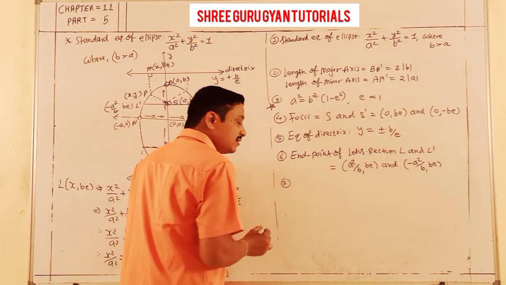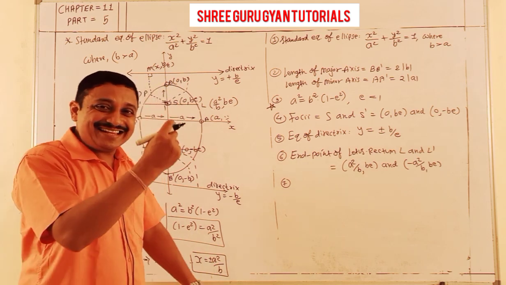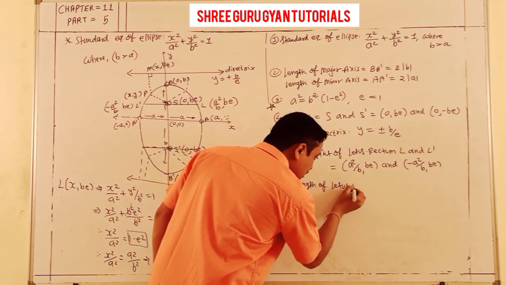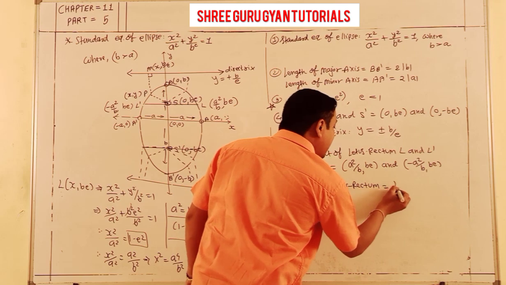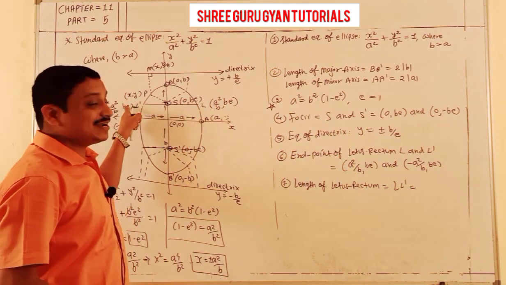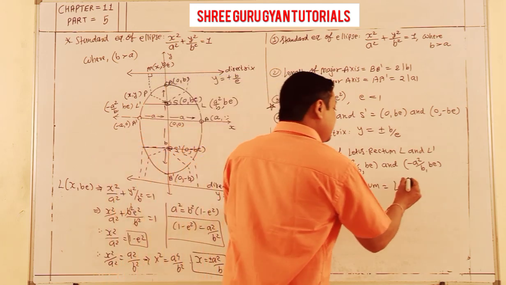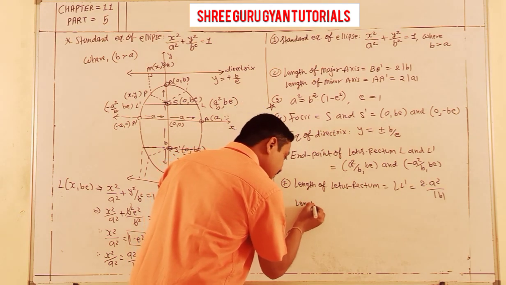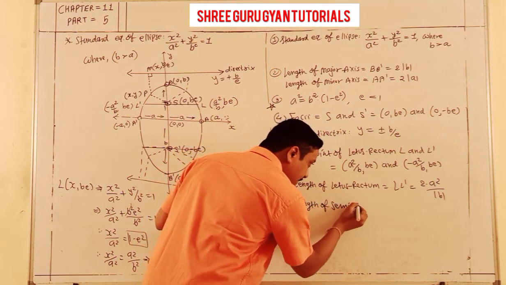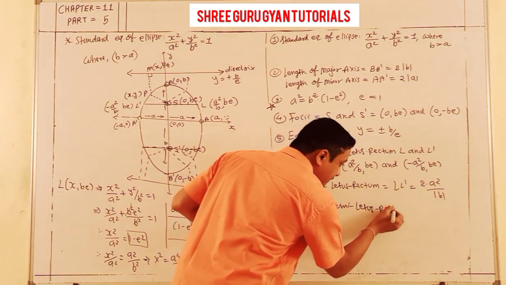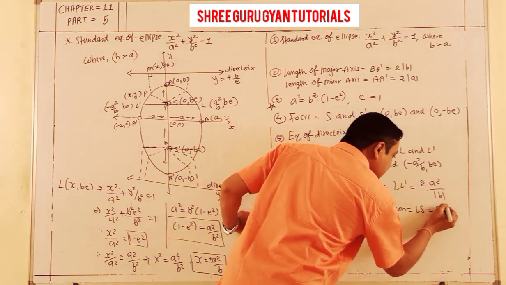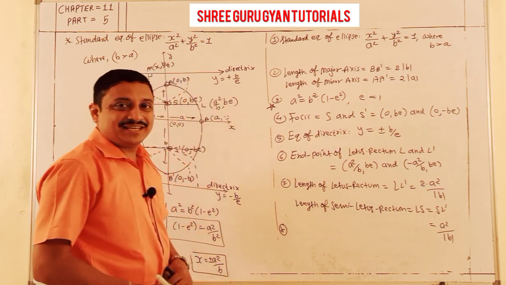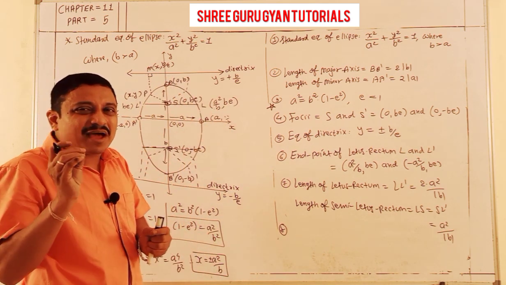Now 7. Endpoint done. Now I go to simple length. Yes, length of latus rectum, which is L L dash. Exactly the distance covered between that, a plus or minus b cancel, is 2 times a square by modulus b. And length of semi latus rectum, means LS or SL dash, which is a square by modulus b. Now point number 8. Yes students, systematically I explain one by one all points.